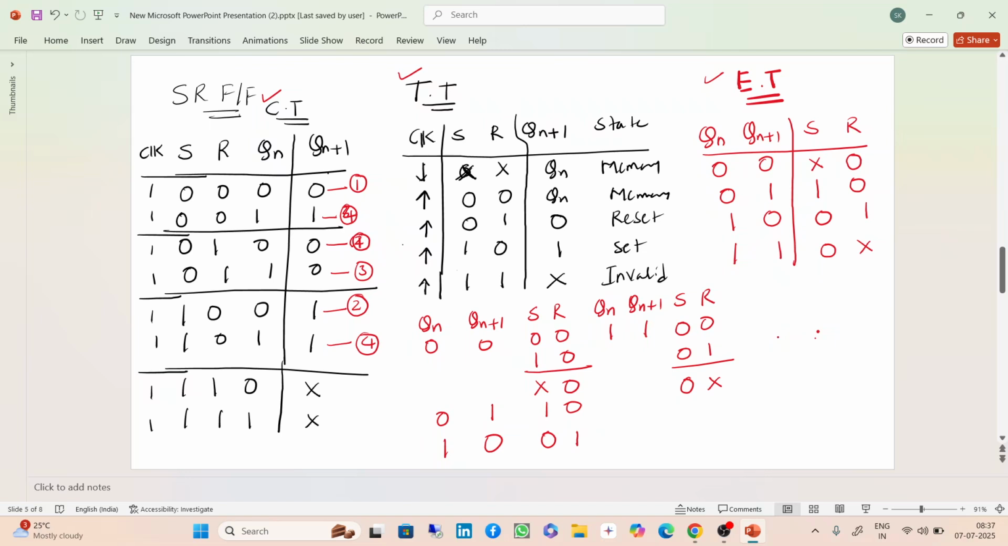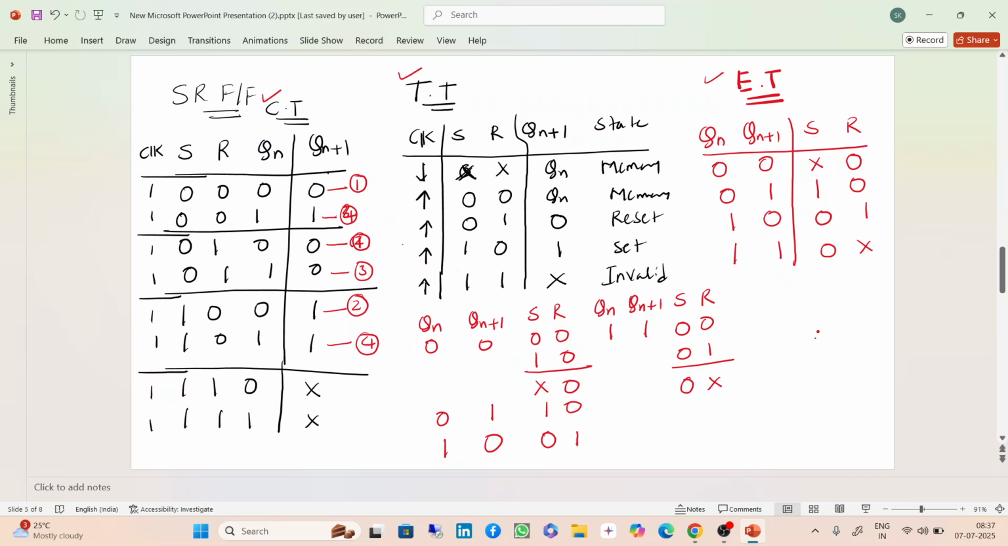So present state and next state, and what are these S and R values? So how to draw the excitation table? Here two states are there: this is the 0 state and this is the 1 state.